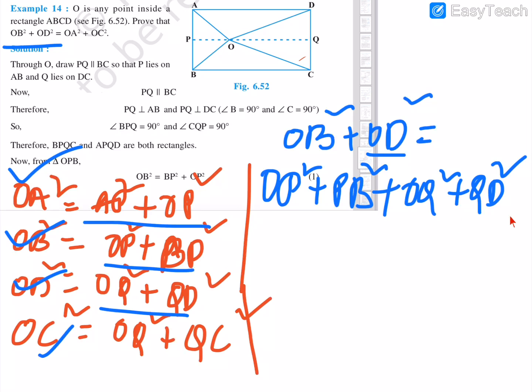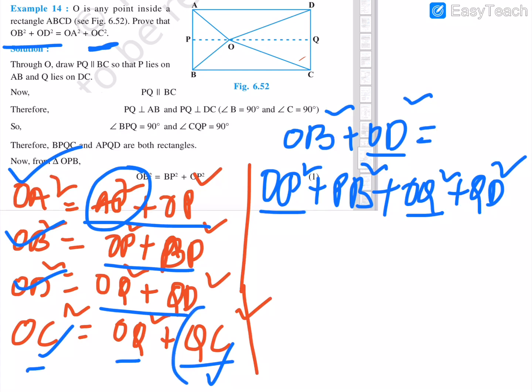Now all we need to do is get OA square and OC square on the right side. So OA square means what? AP and OP. OP is already there, we need to get AP. Let's underline: we have OP and all we need to get is AP square. No problem, we will get that. Similarly, to get OC square on the right side, we need OQ and QC. OQ is already there, we need QC.